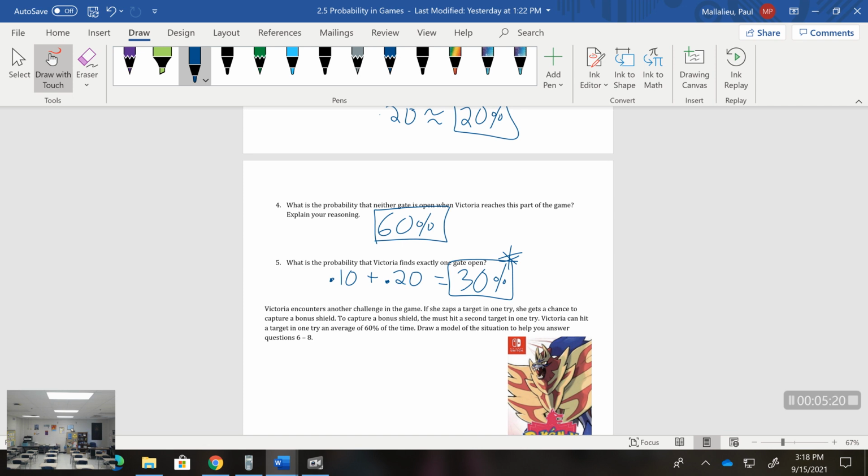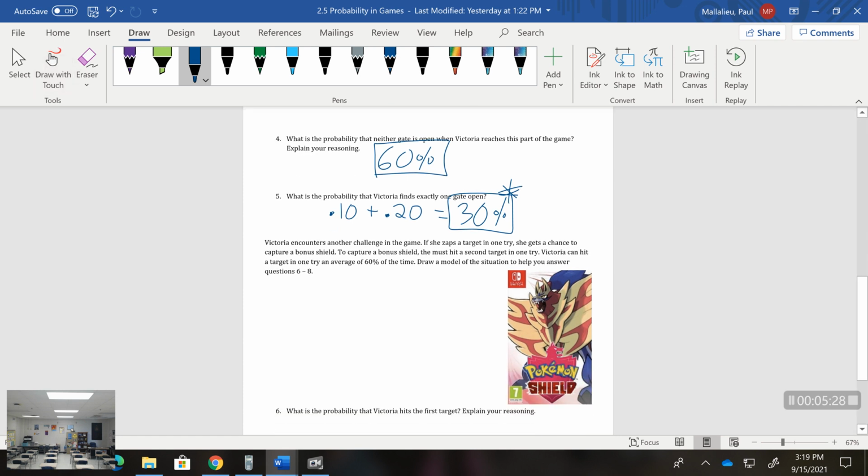All right, Victoria encounters another challenge in the game. If she zaps a target, she's able to capture a bonus shield. So we're trying to get a bonus shield, not necessarily a shield Pokemon pack, but you get the idea. Victoria can hit a target in one try an average of 60% of the time. So we know there's a number there. It's math, so that's probably important. Draw a model of the situation to help answer the next question.